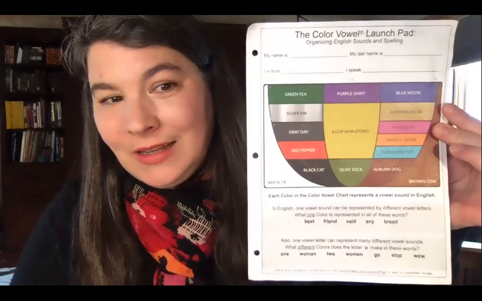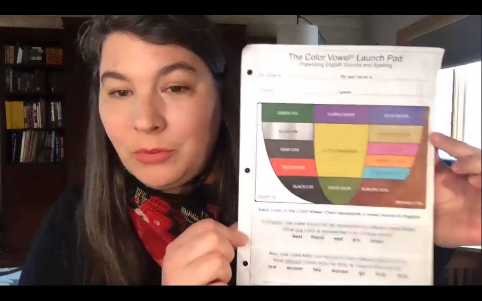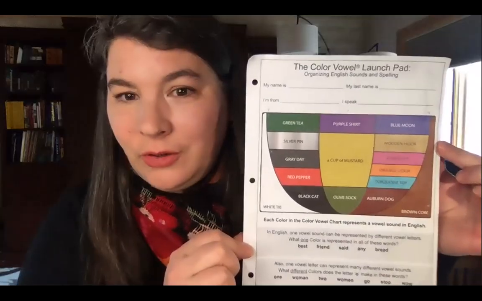Today's lesson is all about the color vowel chart. This is a tool that will help you improve your speaking. Doesn't matter if you're a beginning speaker or more advanced, this will help you get better, help you be understood. It will help you learn words correctly the first time, and even if you're a good speaker, it will help you get even better. So please stick with me for this presentation.